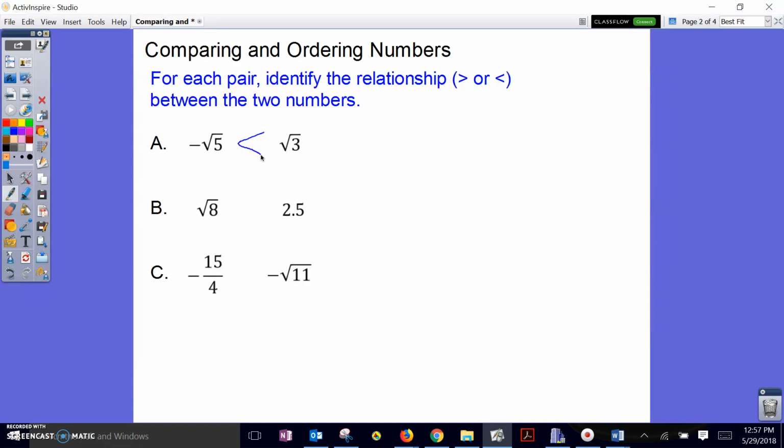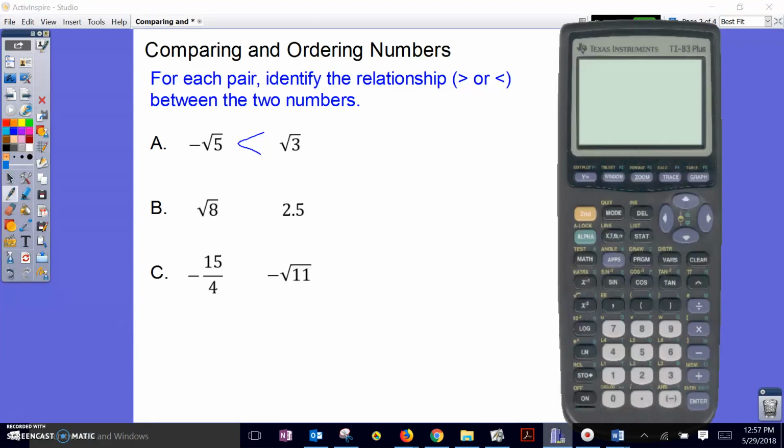Okay. Next, part B, we compare the square root of 8 and 2.5. They're both positive, so whichever one of these numbers has a bigger magnitude is going to be bigger. We might not recognize right away what the value of square root of 8 is for its magnitude, so let's go ahead and check in and see what the square root of 8 is.